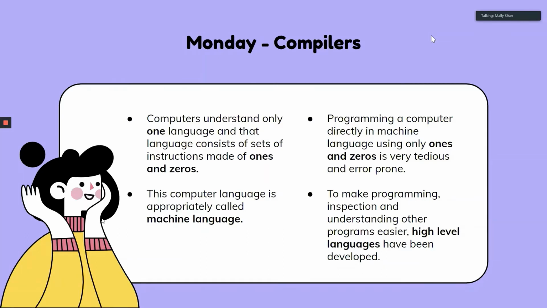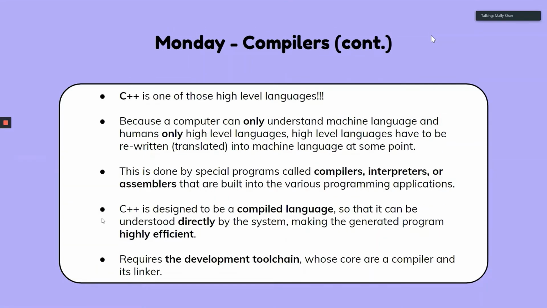To make programming, inspection, and understanding other programs even easier, we use high-level languages that are not machine languages. Machine languages are the bottom level, zeros and ones. High-level languages like C++ are things that we can learn and understand, things that we can use to program the computer to follow our instructions. Because a computer can only understand machine language, and humans only have high-level languages, we use them as an in-between for translation. We're able to do this by using special programs called compilers, interpreters, and assemblers that are built into our various application programs.